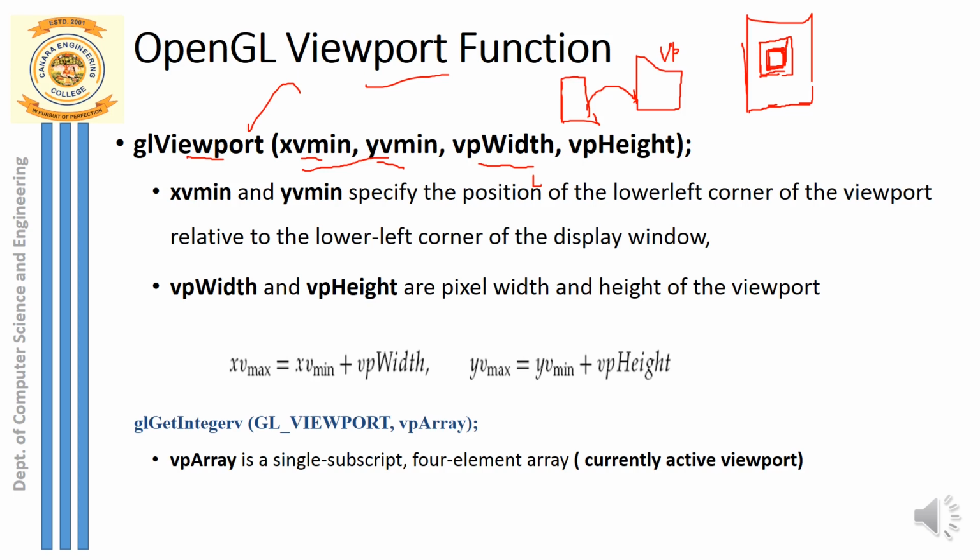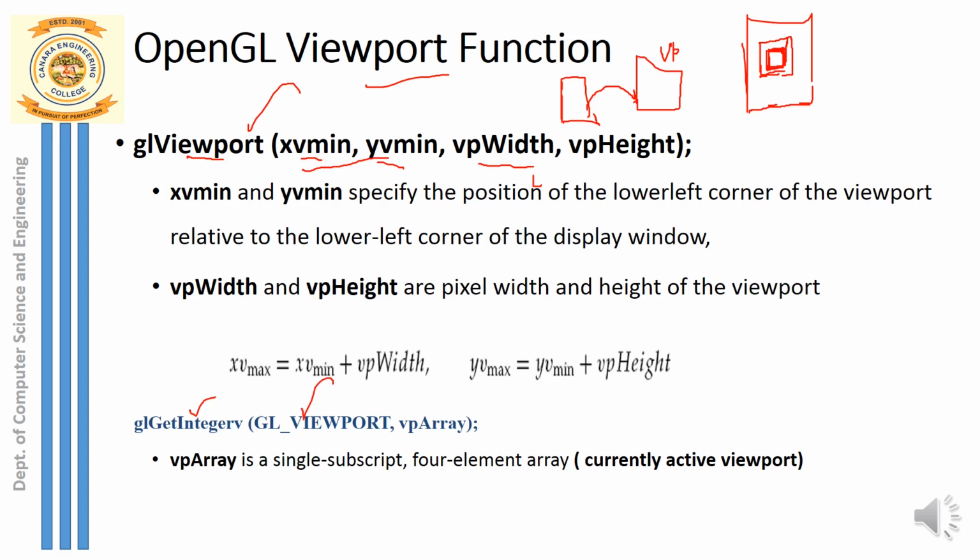So we have the next function there, that is the GL get integer function. This GL get integer function is the one that is required to get the current active VPort. So what is that current active VPort? This actually says that within the display window we can have multiple VPorts. So we can have more than one VPort. In that case, whichever VPort you want to set as the active one, okay.